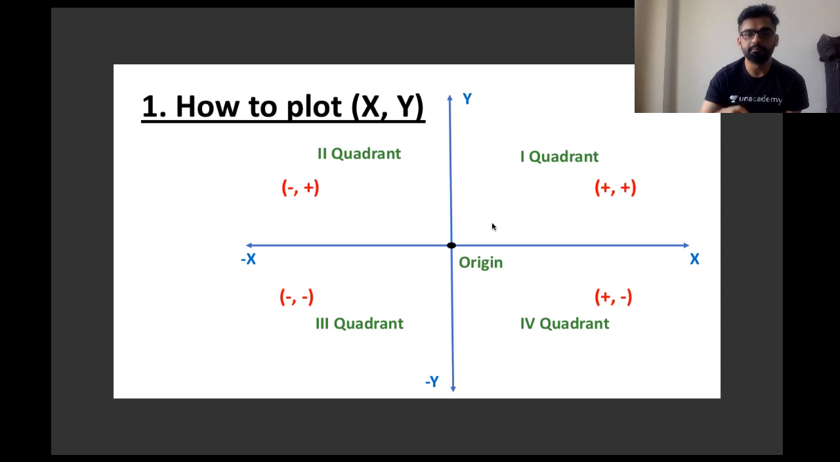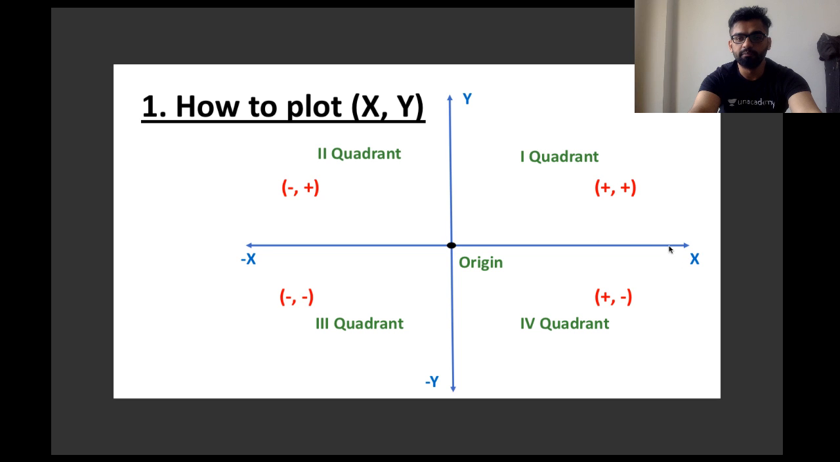We draw an XY plane, a horizontal line from minus x to plus x, and then a vertical line from plus y to minus y. Wherever it intersects is called the origin. The origin's coordinates are 0, 0. These two lines divide the whole XY plane into 4 quadrants. Top right is the first quadrant, top left the second, bottom left the third, bottom right the fourth.